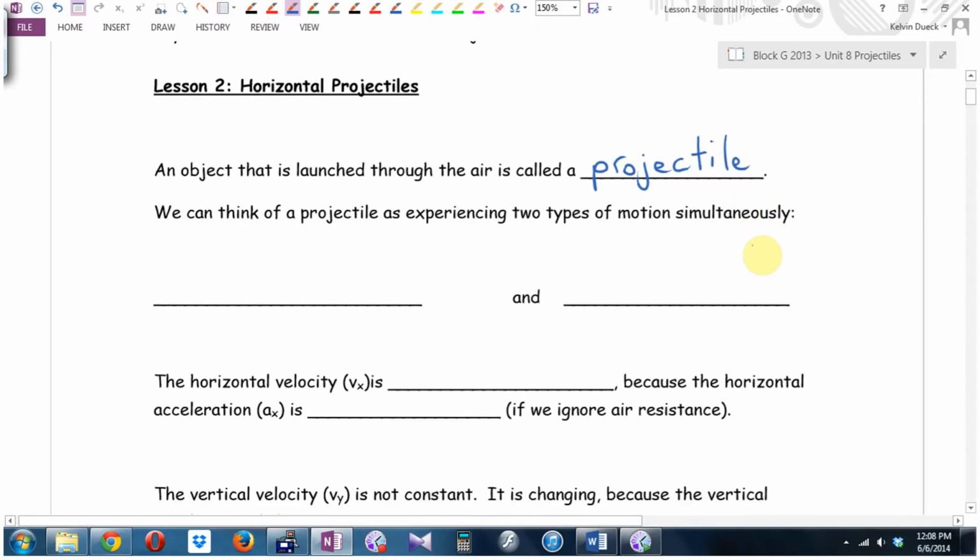And we can really think of a projectile as experiencing two types of motion at the same time. It's moving both horizontally. What would be a good letter? X is going to be our abbreviation, like on the x-axis. And it's moving vertically. Call it in the y direction.